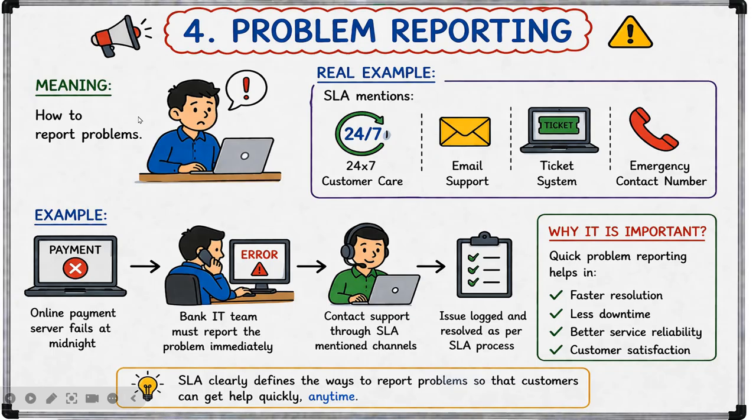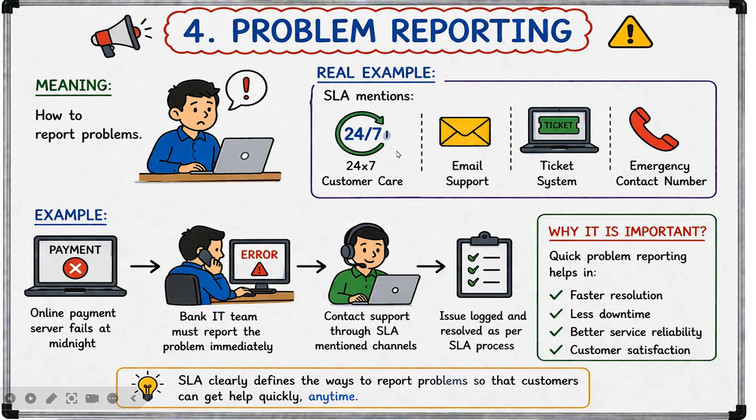Next is problem reporting, that is, how to report the problems. Here it defines the process and the channels through which customers can inform the cloud service provider about the issues. That is, if something goes wrong, how and where should you report it? Why is it important? Because it ensures quick communication, helps in fast issue resolution, and reduces the downtime impact. One real example you can say: the SLA mentions 24/7 customer care.